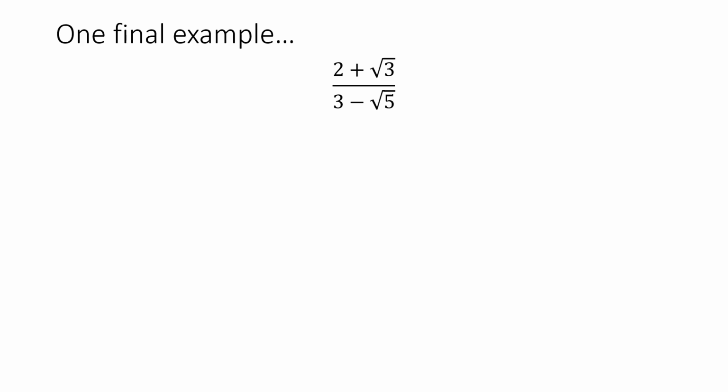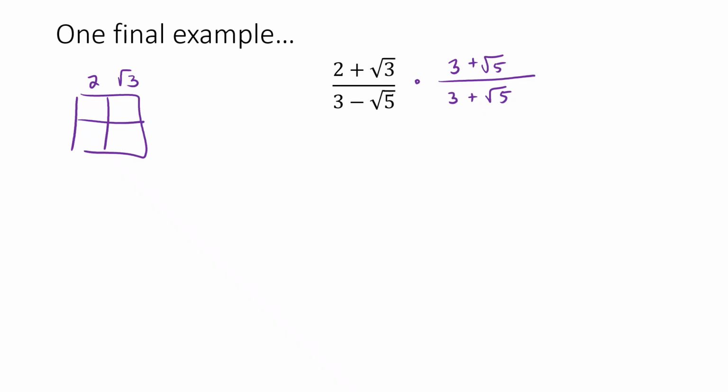So we have 2 plus root 3 over 3 minus root 5. And of course, the problem is the root 5 in the denominator. And so we're going to go to the conjugate. That'll be 3 plus root 5. And you got to make sure you multiply the numerator by the same thing. I'm going to do my scratch work off to the side. So we have 2 plus root 3 times 3 plus root 5. So that's 6. Then we have 3 root 3 and 2 root 5, and root 3 times root 5 is root 15. None of that matches.